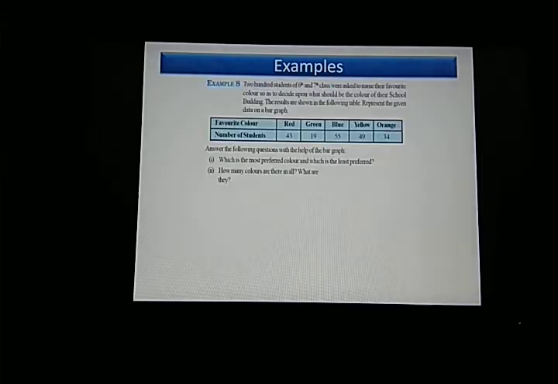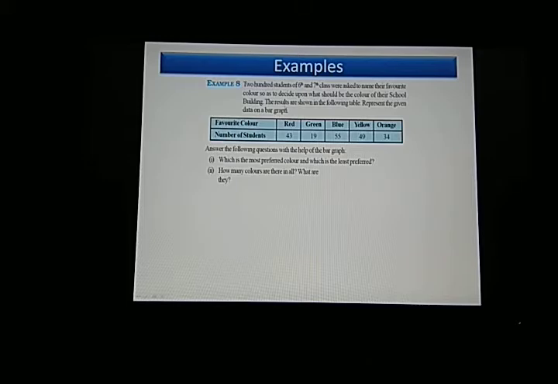So let us see example 8. It is given in your textbook. So instead of looking at the screen, you can directly look in your book itself, because the screen might not be that clearly visible. Now here it is given: 200 students of 6th and 7th class were asked to name their favorite colors so as to decide upon what should be the color of their school building.